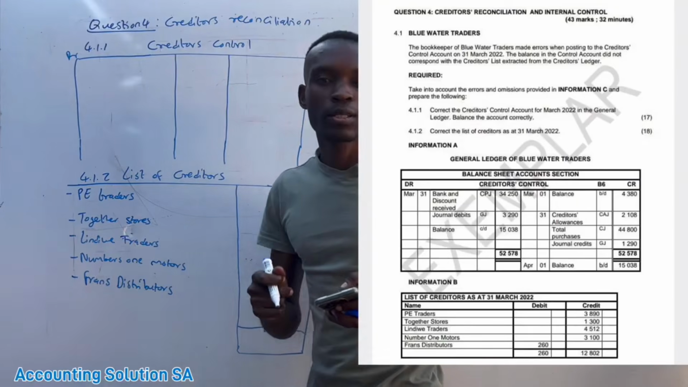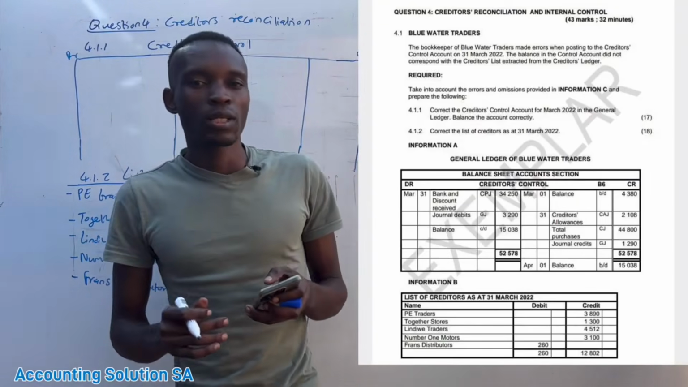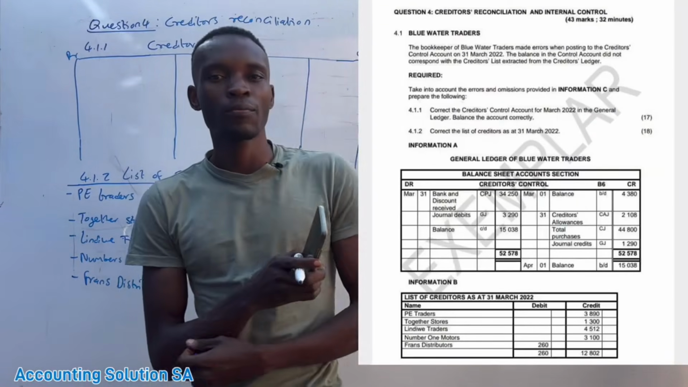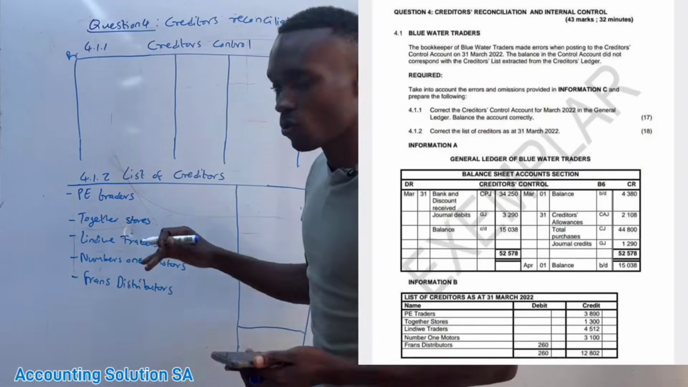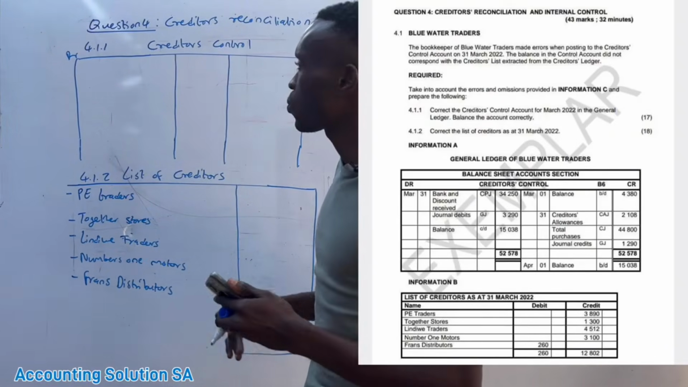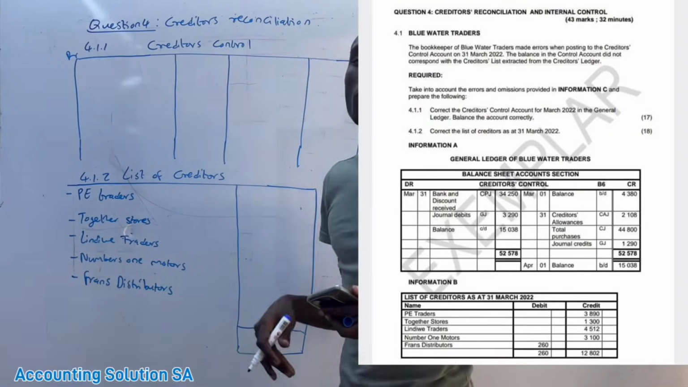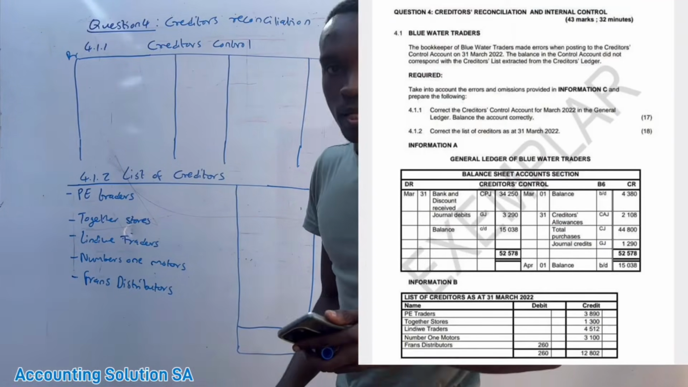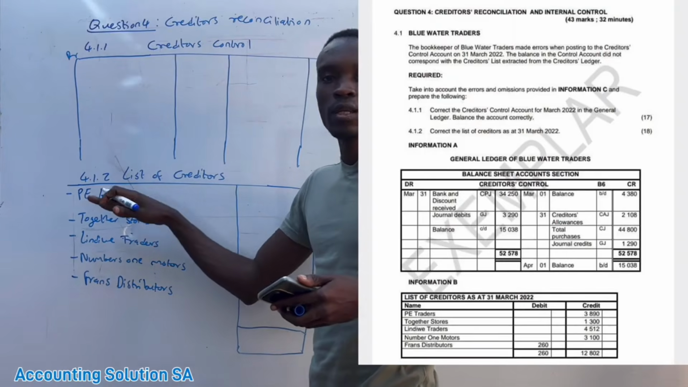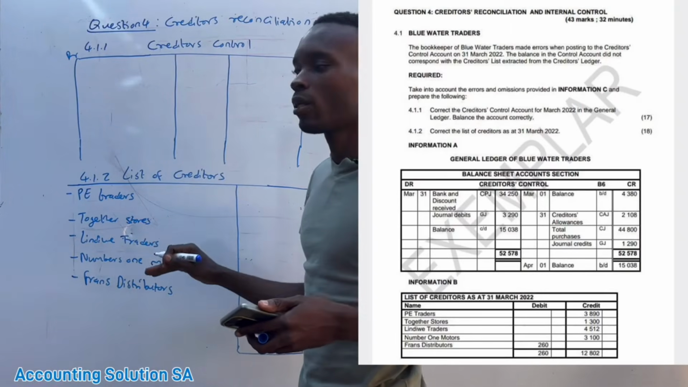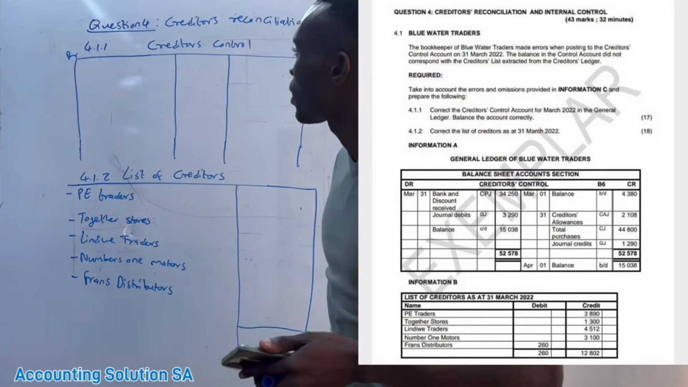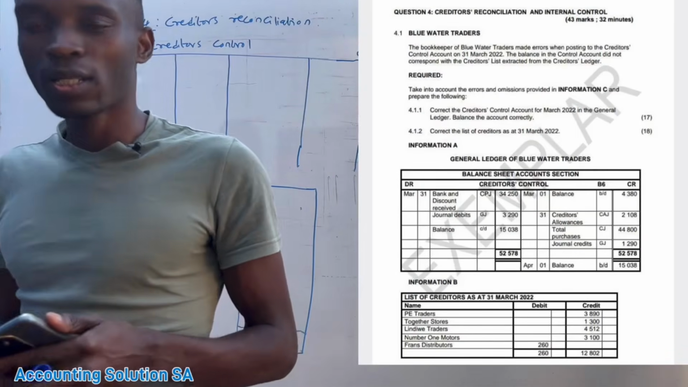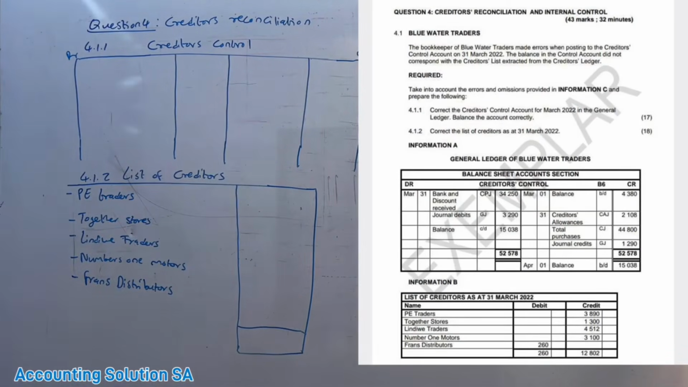So creditors reconciliation statement, guys, we are reconciling the books of our supplier together with the books of the business. We are going to have what we call creditors control, which is a ledger account, and we're going to have a list of creditors. The list of creditors contains our suppliers one by one, and the other one, creditors control, contains all the totals of those suppliers that we have under the list of creditors.